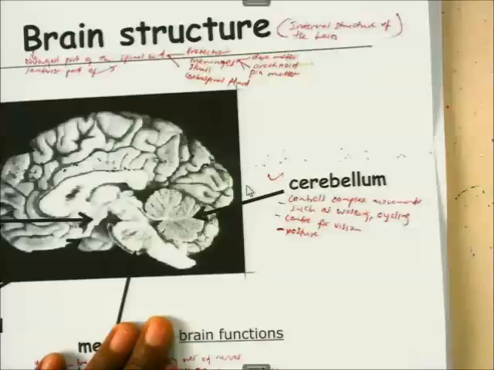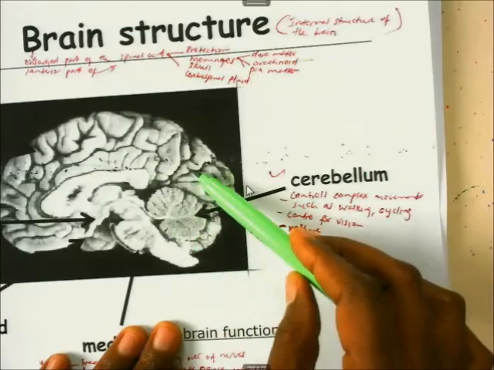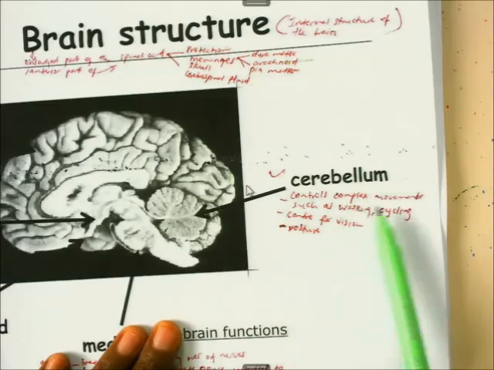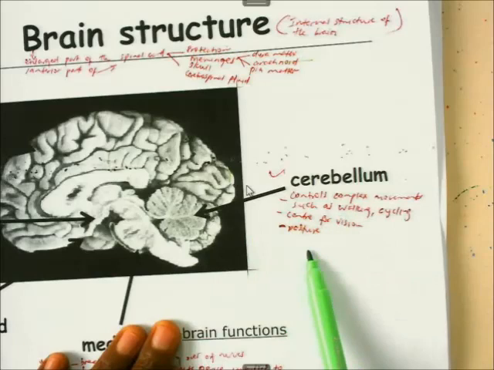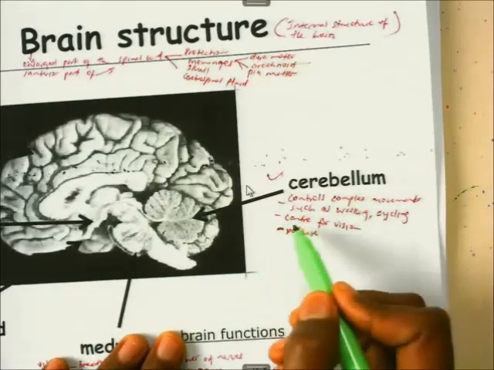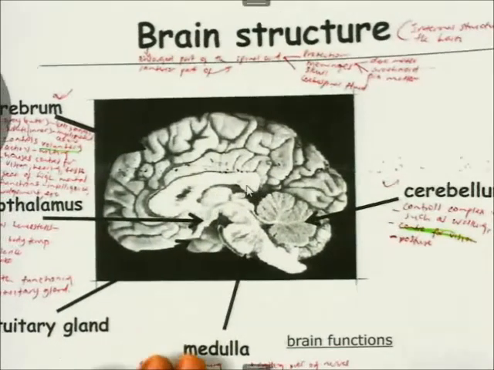Coming to the cerebellum as part of our brain structure, the cerebellum is found just below the cerebrum. The functions of the cerebellum are that it controls complex movements such as walking and cycling. Number two, the cerebellum helps to maintain posture as well as balance.